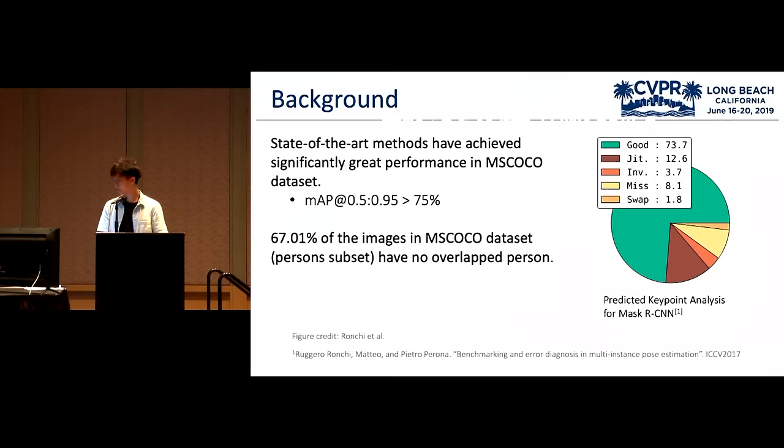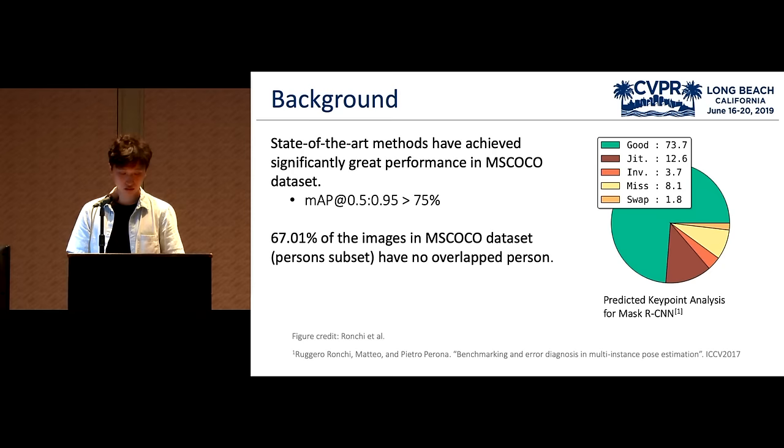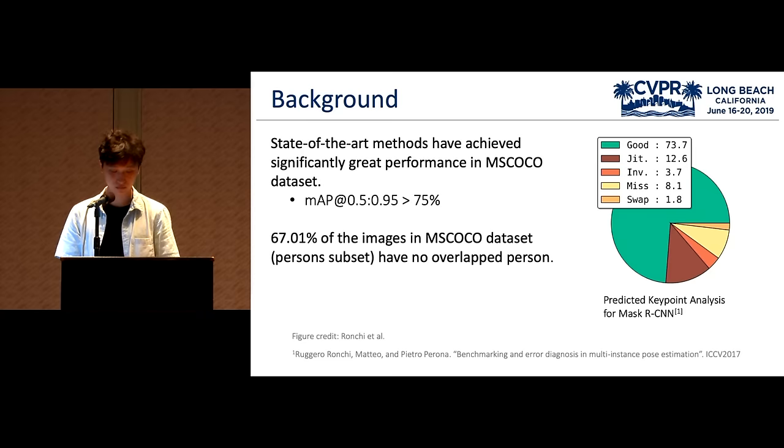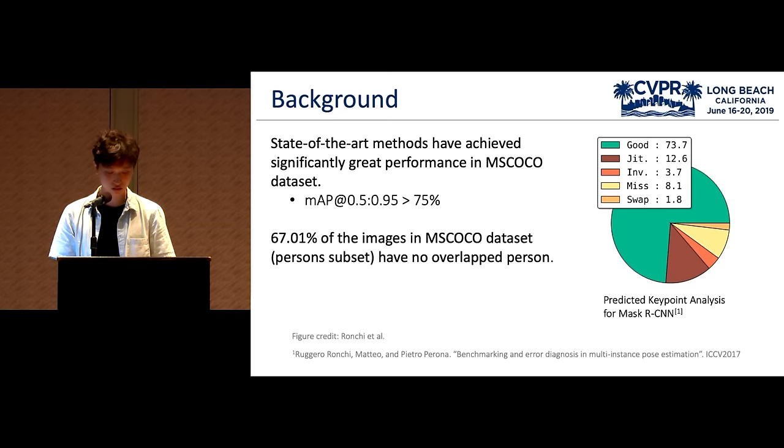In the past few years, much progress has been made in the field of multi-person 2D pose estimation. State-of-the-art methods have achieved results over 75 mAP. However, 67% of images in the MS COCO dataset have no overlapping persons. This suggests that the dataset is not very difficult and the accuracy is close to saturation. So we turn our focus to more challenging scenes, such as crowding. Our paper focuses on human pose estimation in crowded scenes. We propose a novel method to tackle the crowded problem of pose estimation, and we collect a new dataset to better evaluate algorithms in crowded scenes.